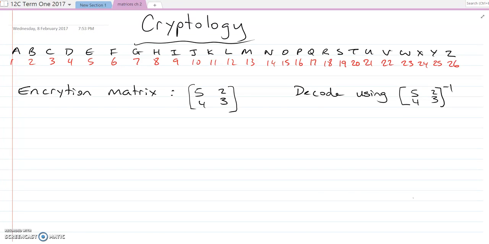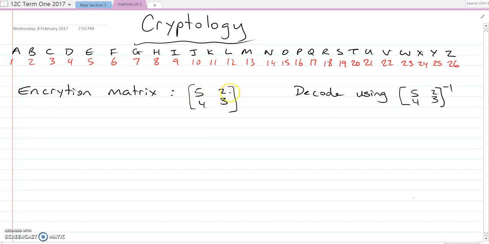Anyway, what we do is we have to treat all the letters as numbers, because we're going to use matrices, and of course we can't use matrices with letters. So we just assign in order A is 1, B is 2, etc. to these numbers to scramble a message. As an example, here is an encryption matrix [5 2; 4 3].